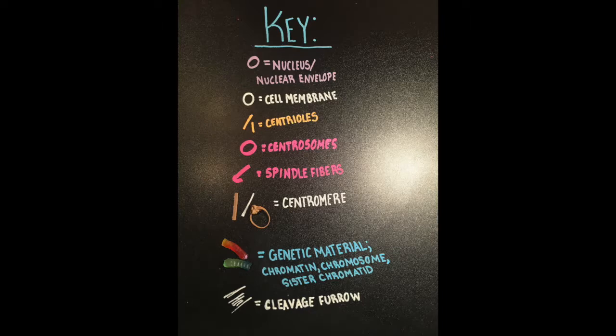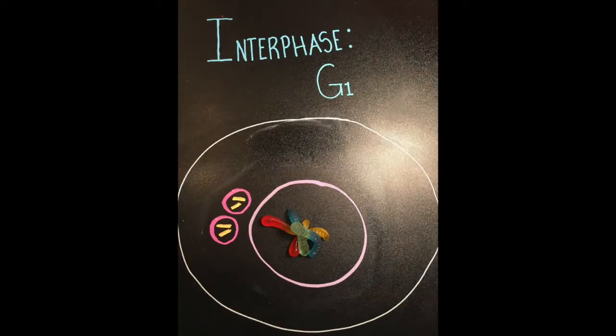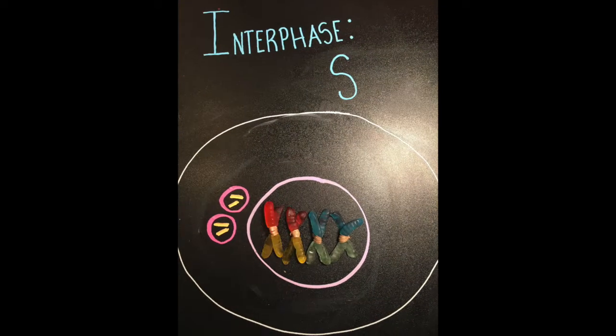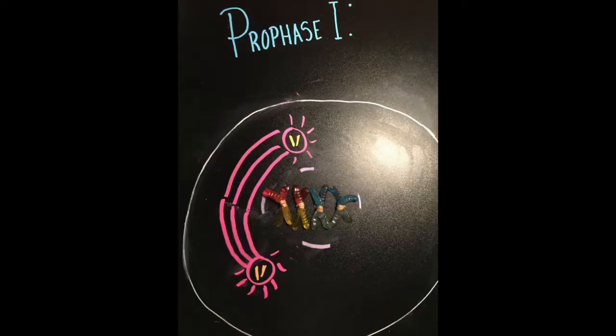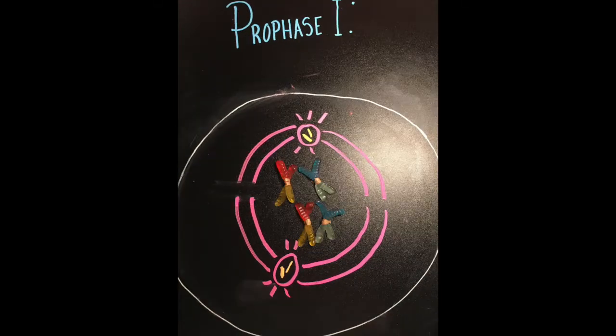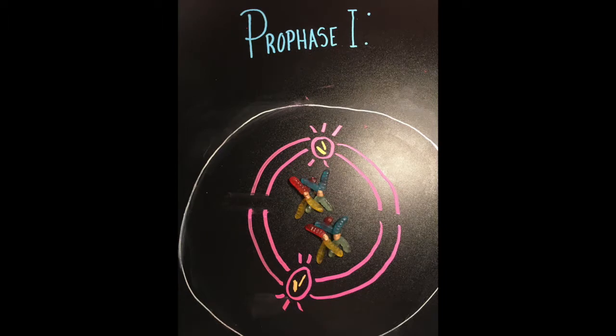Next, we move to meiosis 1. This also begins with interphase. This interphase is identical to the interphase in mitosis. After this interphase, the cell moves to prophase 1. In prophase 1, the nuclear envelope and the nucleus break apart. Early spindles begin to form, and the centrosomes and centrioles migrate to opposite poles of the cell.